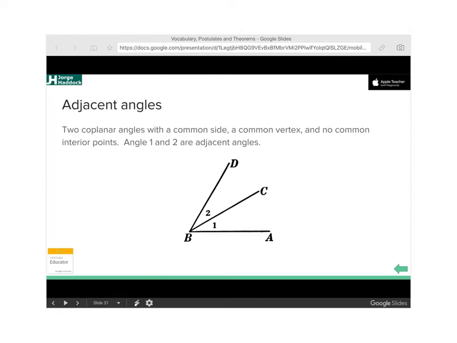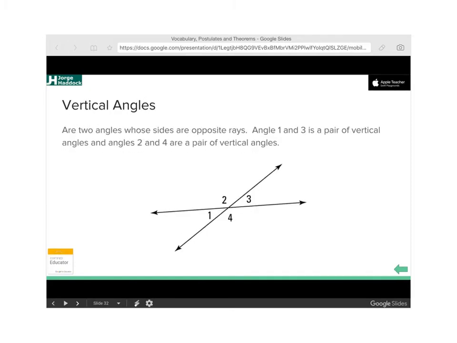The second one that we're going to be working with is vertical angles. Vertical angles are two angles whose sides are opposite rays. Angle 1 and 3 is a pair of vertical angles, and angle 2 and 4 is another pair of vertical angles. As you can see, the sides of angle 2 and angle 3 form two opposite rays.